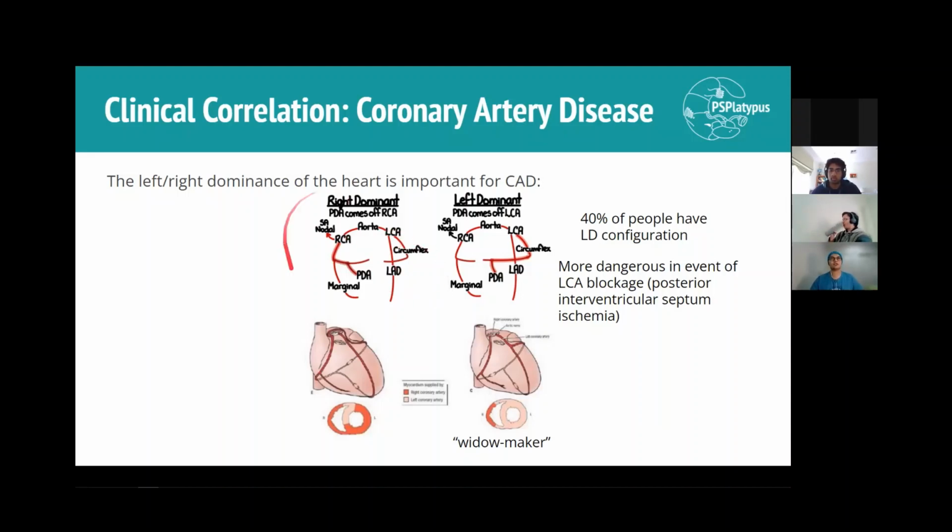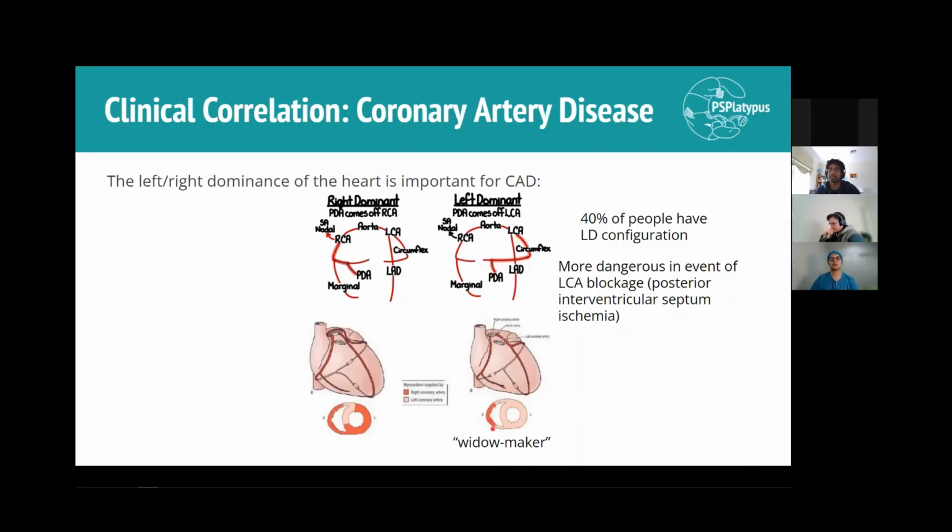Now, if you have it in the right dominant situation versus left dominant situation, the consequences are kind of different. It's more dangerous when it comes to the left dominant configuration, and just some statistics as well. 40% of people have this left dominant configuration, so it's not rare, but it's more dangerous because if you were to have by chance that block or that pathology happening in the left coronary artery, that means you're going to lose supply to this whole region of tissue supplied by the blood, right, from those vessels. So that's a very big danger.